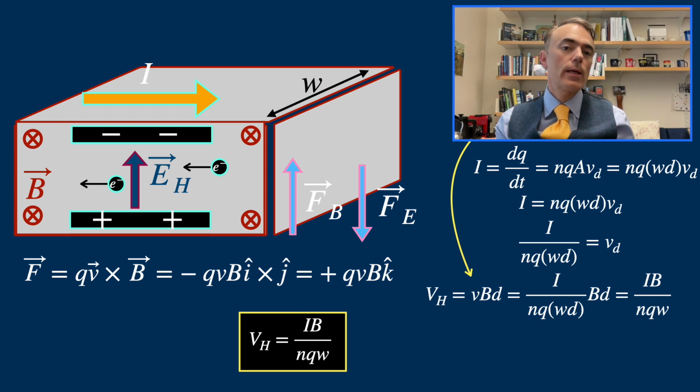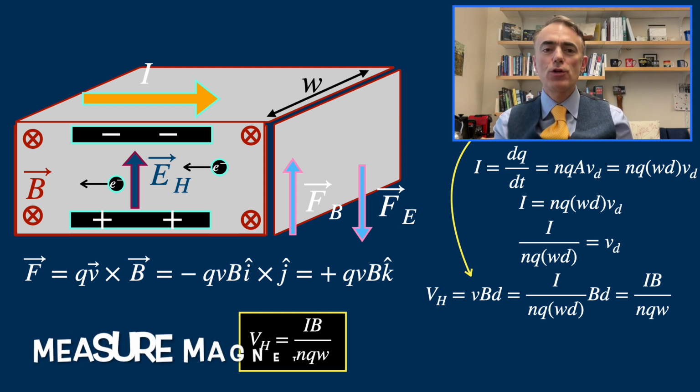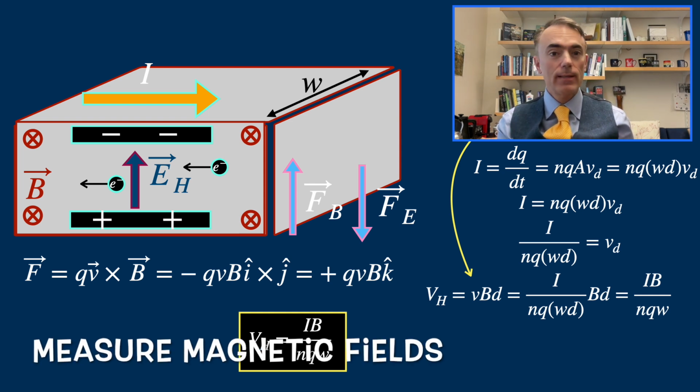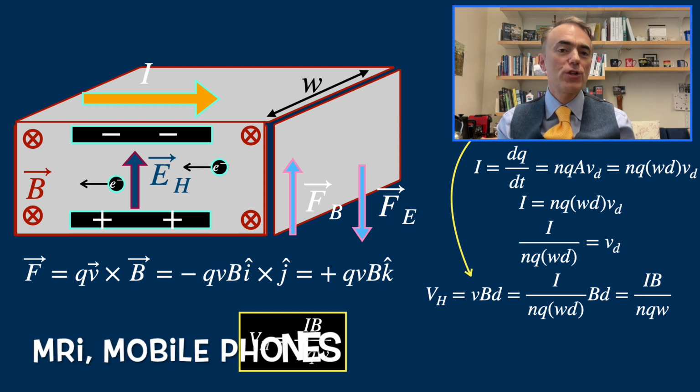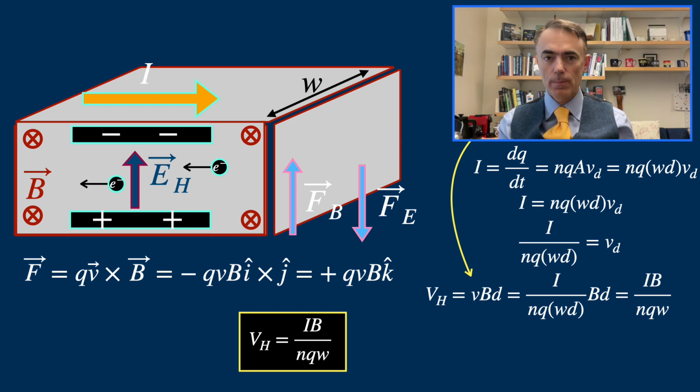Now that we understand the basics, let's talk about applications. The Hall effect is extremely useful in many real-world devices and industries. For example, Hall sensors can measure magnetic field strength directly. The Hall voltage changes with the strength of the magnetic field, so they're used in anything from MRI machines to mobile phones to detect and measure fields.